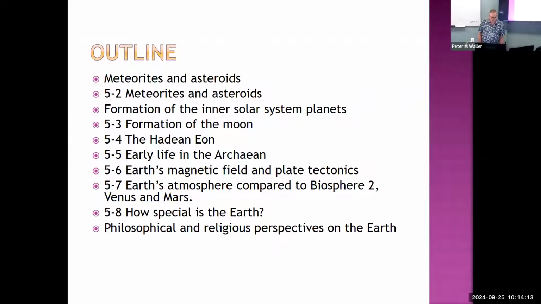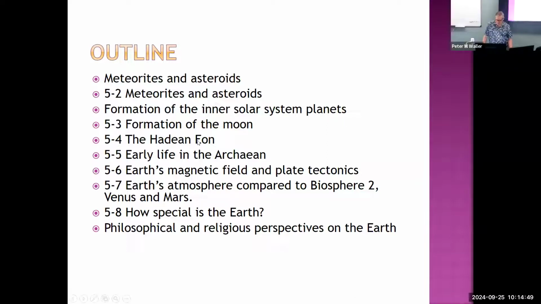So section 5-2, I'm sorry, I messed up my outline here. But section 5-2 begins with meteorites and asteroids and then looks at the formation of the inner solar system planets. And section 5-3 describes the formation of the moon. And then sadly, this is the end of the astronomy section. So if you liked astronomy, this is a sad time. But if you didn't like astronomy, this will be a big improvement.